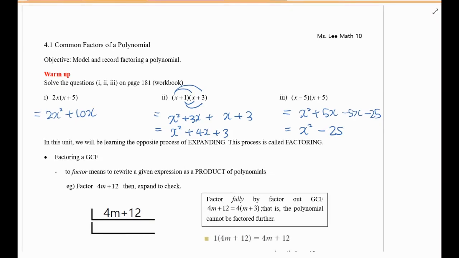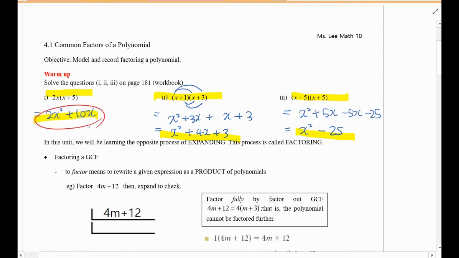And today we're going to learn how to change these expressions back to the original expressions. Okay, so we know how to move from here to here. Today and next class and the class after, we're going to keep learning how to change a polynomial to a factored form. So this is called factored form. Okay, so we're going to learn how to change these expressions to factored expressions.